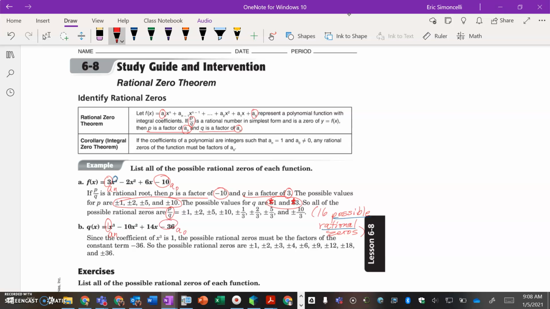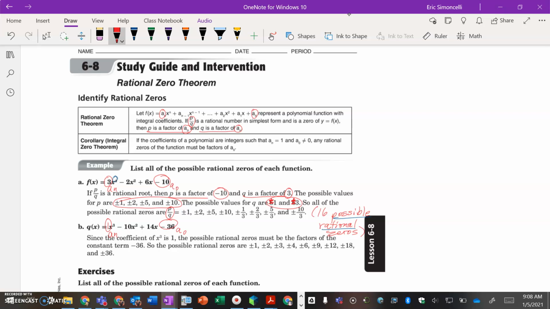Since the coefficient of x cubed is 1, the possible rational zeros must be the factors of the constant term, negative 36. So really it's p over q, but in this case q is 1, so the factors of 1 are really just, technically, plus or minus 1. You're just going to look at negative 36.